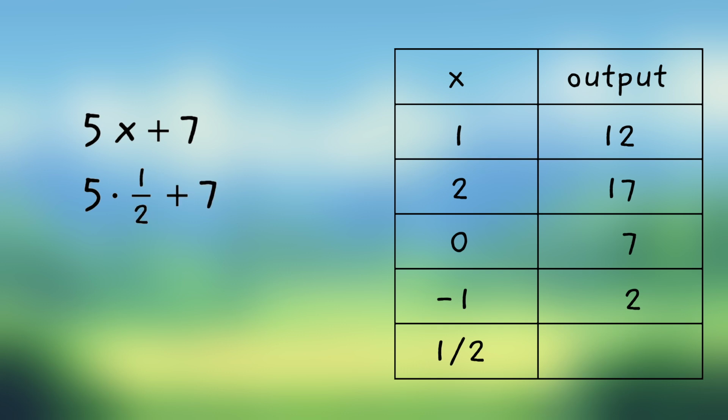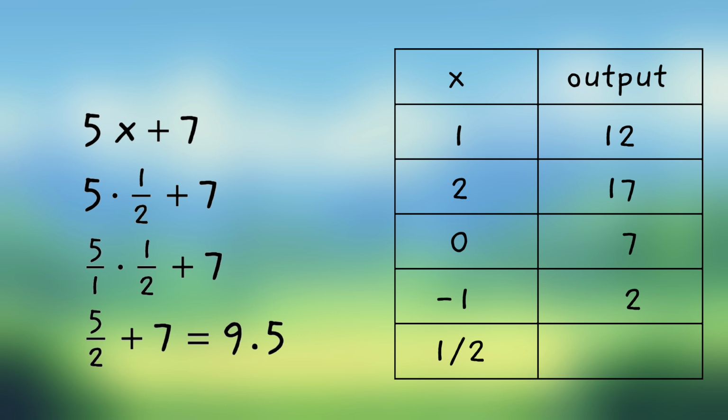Now, when you're multiplying 5 and a half, remember, 5 is the same thing as 5 over 1, and 1/2 is just 1 divided by 2. So you multiply the tops and bottoms, that's how you multiply these fractions, and that gives us 5/2 plus 7. And if you compute this, you get 9.5. So when x is 1/2, the output of this expression is 9.5.